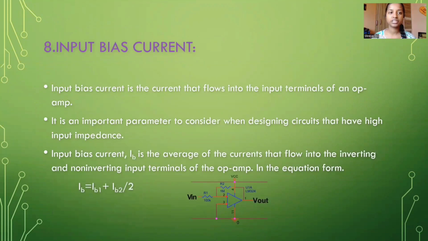And the eighth one is input bias current. Input bias current is the current that flows into the input terminals of an op-amp. It is an important parameter to consider when designing circuits that have high input impedance. Input bias current, that is IB, is the average of the currents that flow into the inverting and non-inverting input terminals of the op-amp. In equation form, IB equals (IB1 plus IB2) divided by 2.